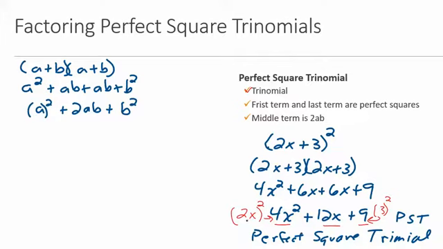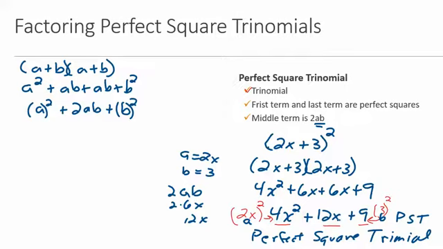So in our example, the a value is 2x. The b is whatever you would need to square to end up with the last term. So in our example, b is 3. In our example, the a is 2x and the b is 3. The middle term needs to be 2 times a times b. So a times b in our case is 2x times 3, which is 6x. So 2 times a times b would be 12x, which is exactly what we have right there.